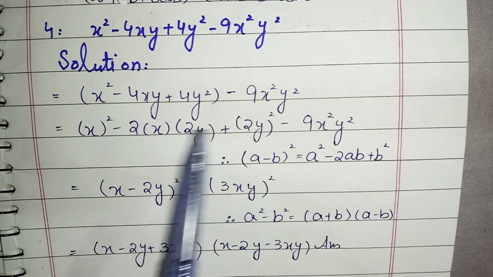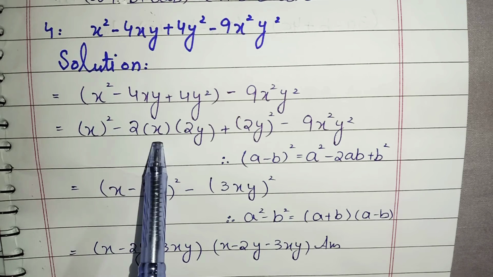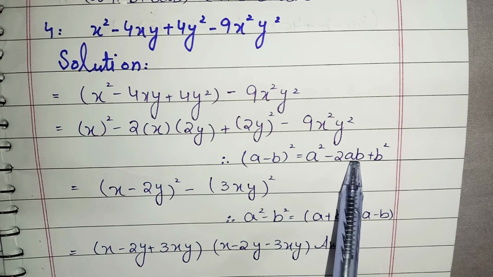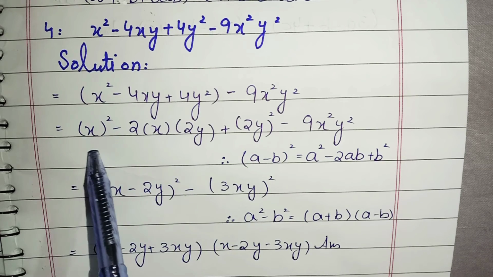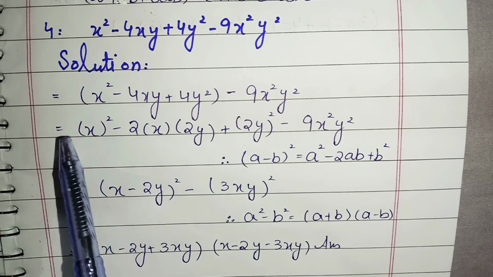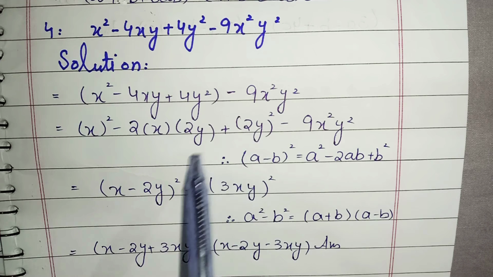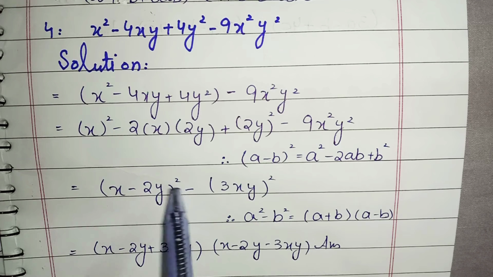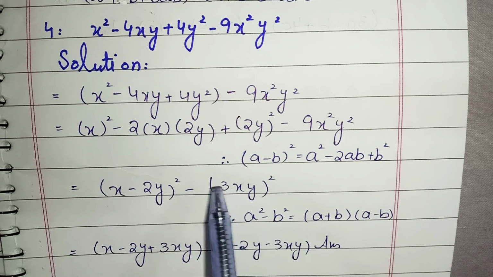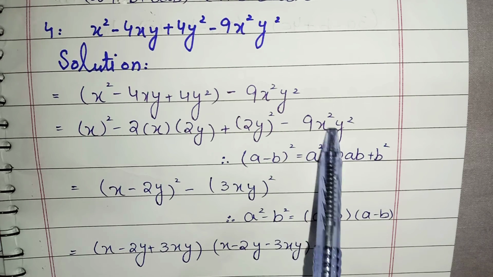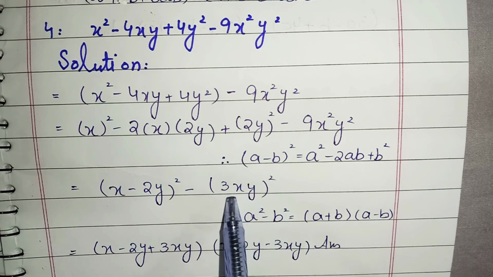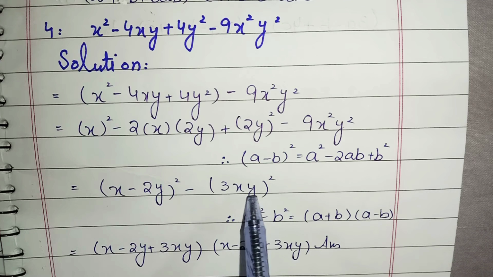Here we have two terms with minus sign with the middle term, so we will use our formula a minus b whole square is equal to a square minus 2ab plus b square. Now we will close the formula. First we write our first term x, then we write our third term 2y. Here we have minus, so we will write minus in between both terms, and here a whole square is formed. Then minus 3xy whole square, because here we have 9x square y square. As you can see, 9 is a square of 3, x square is a square of x, and y square is a square of y.